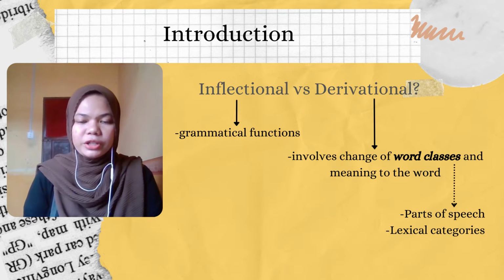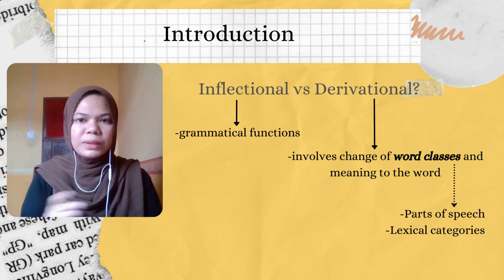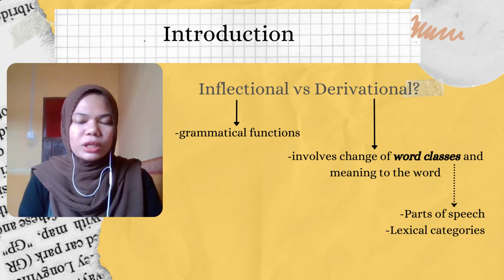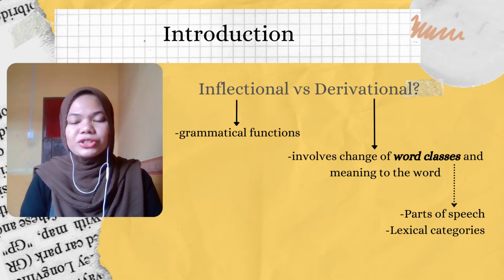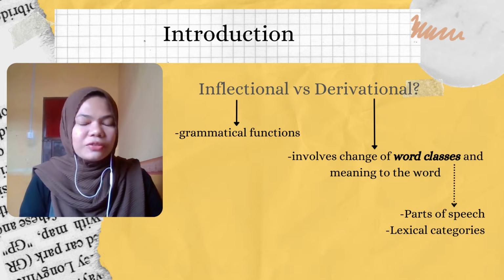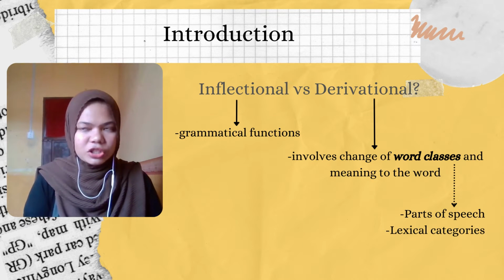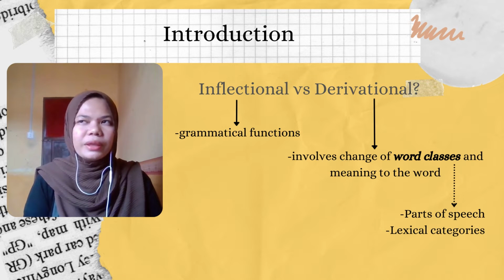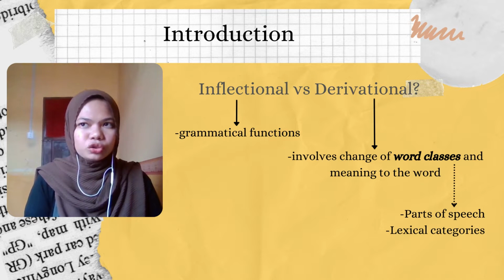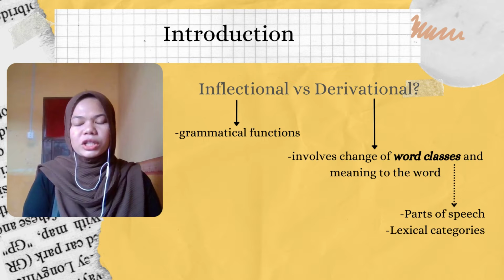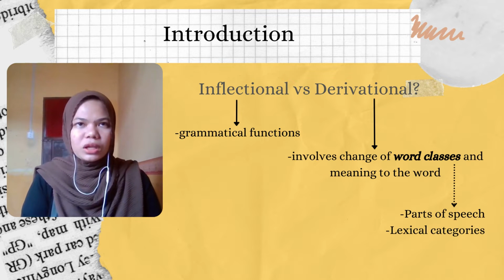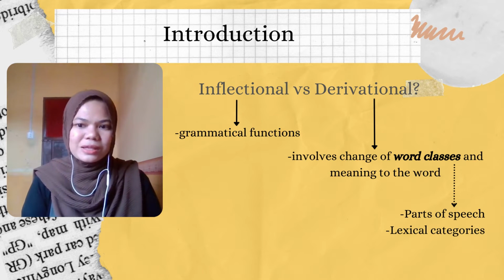Before we go further into the topic, first I will explain the differences between inflectional and derivational morphemes. So basically, inflectional morphemes will only signal the grammatical functions for the words, but the words still belong to the same lexeme. However, derivational morphemes will involve change of word classes and also meaning to the words, and they are basically from different lexemes.